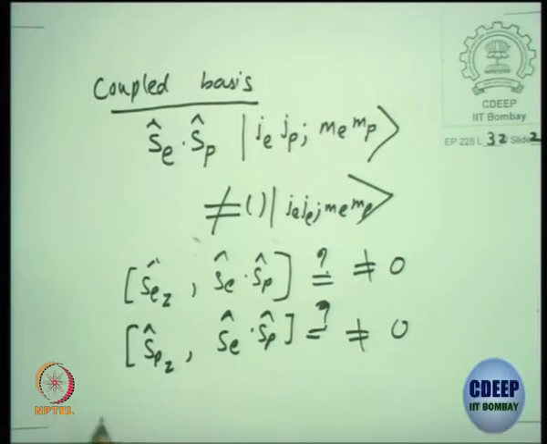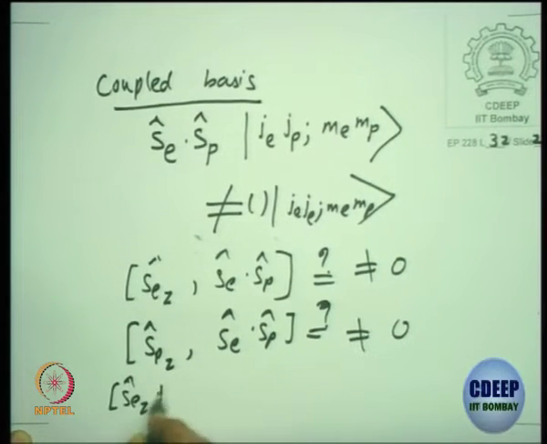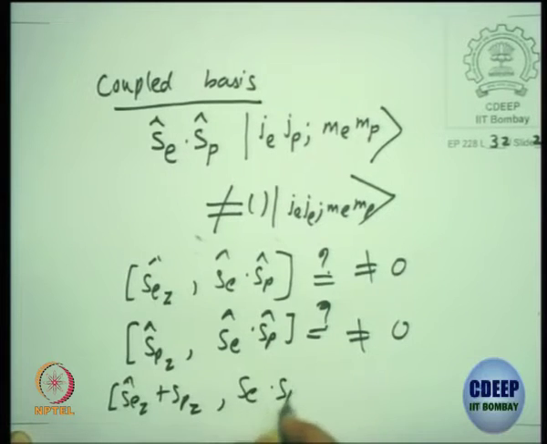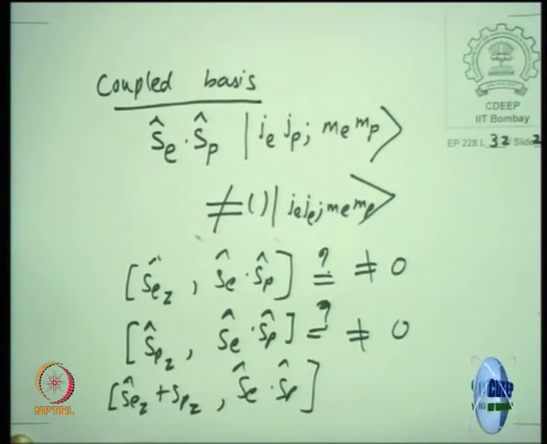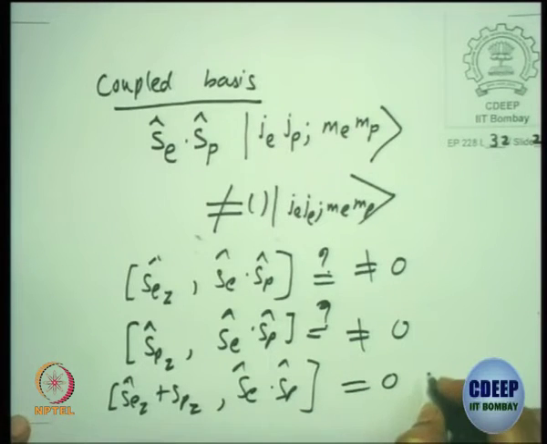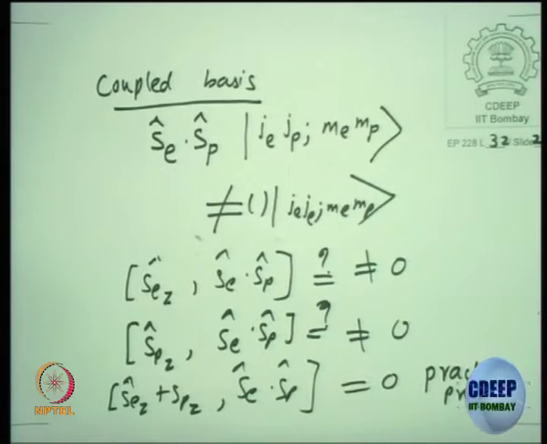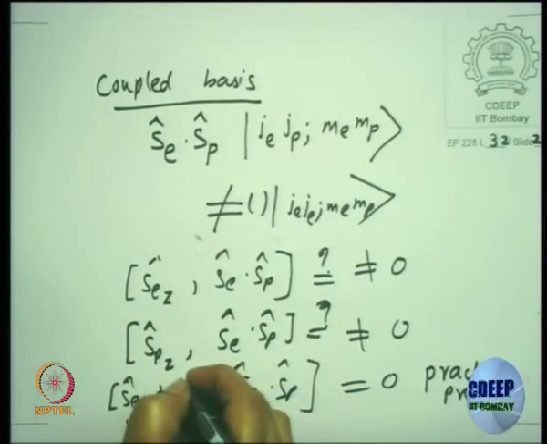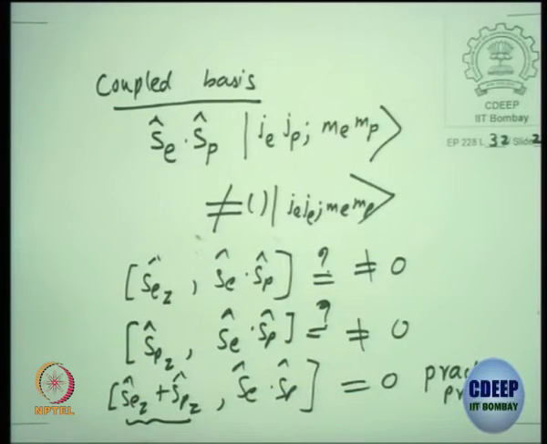What about the sum? If you take Sc(z) plus Sp(z) and you commute with Sc dot Sp, that's the sum of these two. What do you expect? You can show that this is 0. Please check it. Okay, so this is a practice problem. Please check that the sum of these two Z components of the spin operators of the electron and the proton in the electron-proton system will commute with Sc dot Sp. What is this operator? This is the total Z component of the coupled system.